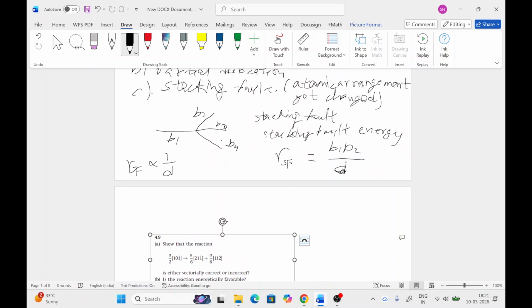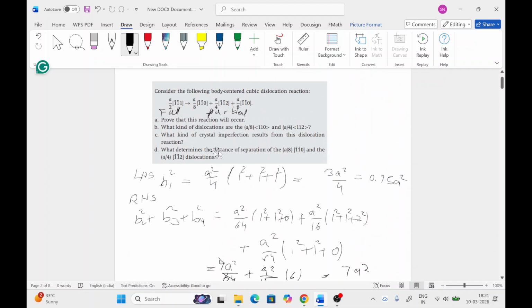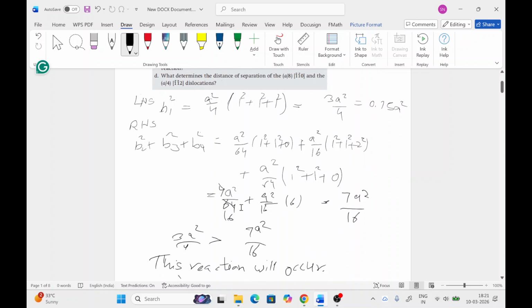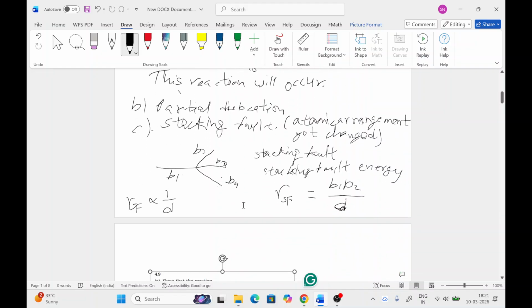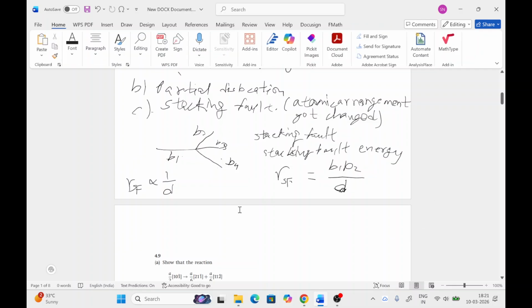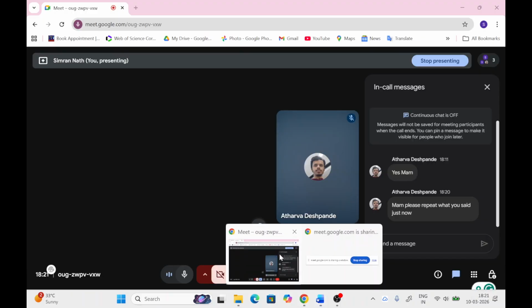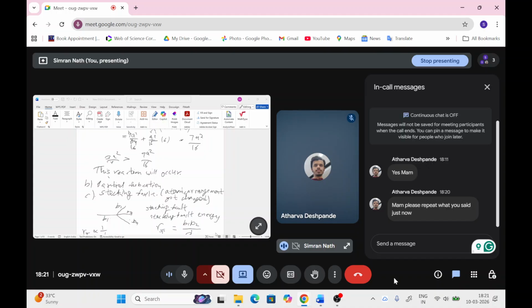1 by d. So if the question asks what determines the distance of separation of these partials, the distance of separation is inversely proportional to the stacking fault energy. So we can say that stacking fault energy determines the separation of these partials. Is it clear now?